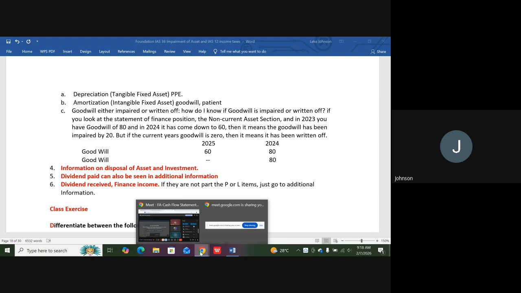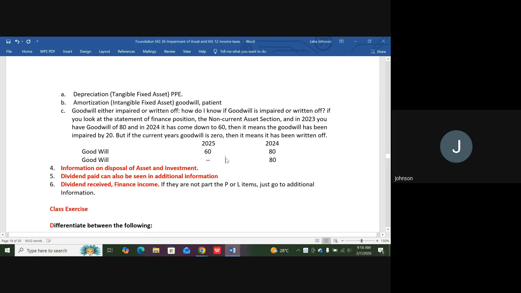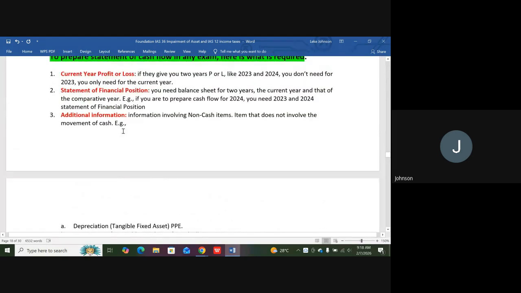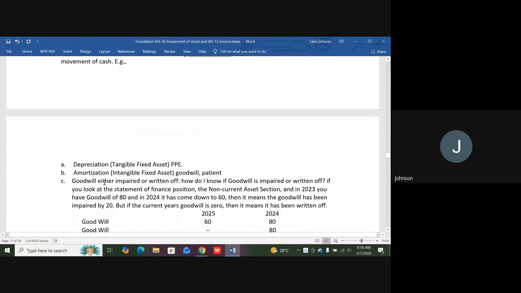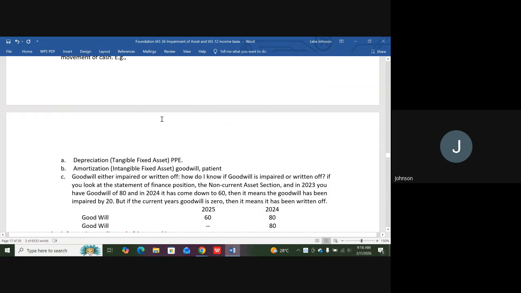So that is when something is impaired and when something has been written off. When you go to additional information, the things you are going to look out for are the non-cash items such as depreciation, amortization, and all that. Then the next thing you want to look out for is the goodwill. What happened to goodwill? Did they give us information about it? Has goodwill been impaired? Has it been written off?